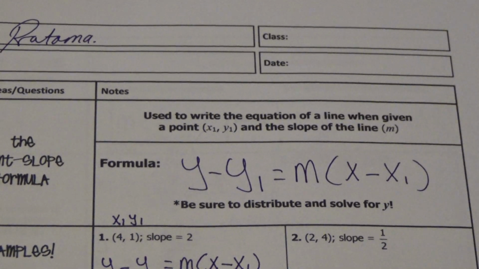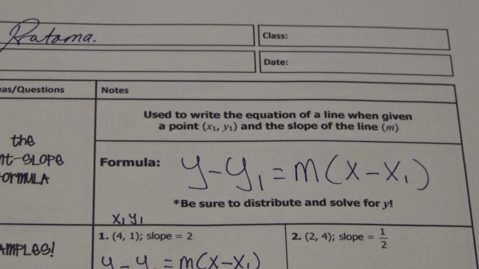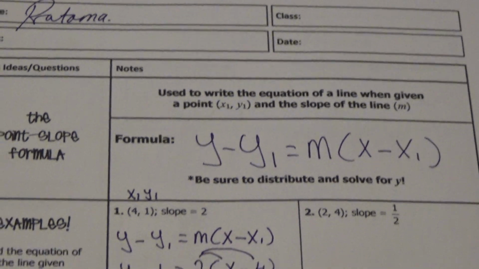So here's the formula over here. y minus y1 equals m times x minus x1. Alright, don't forget, m is the slope, and y1 and x1, they're your point. Again, it's point slope formula because we need a point and a slope. Alright, so here's how we're going to do them.